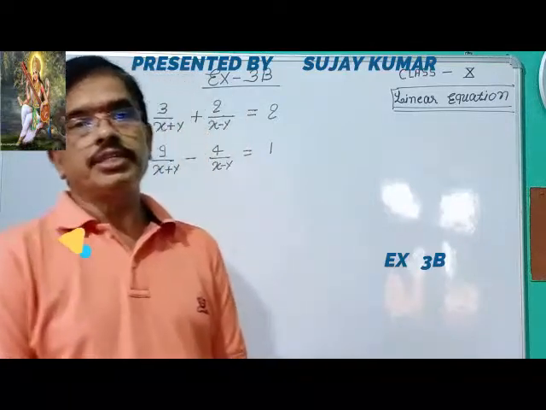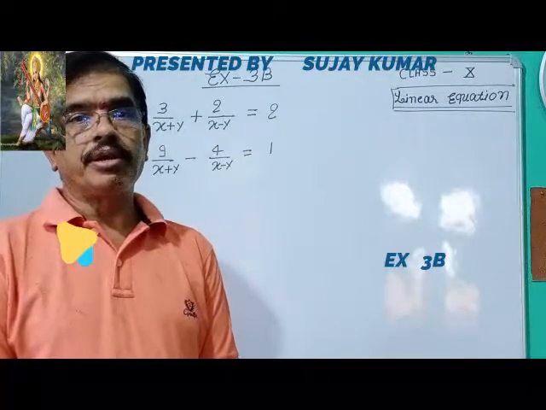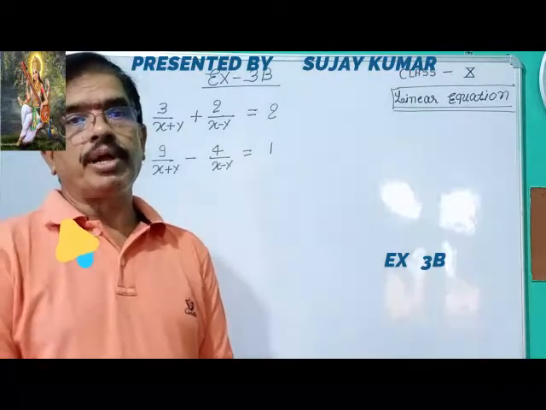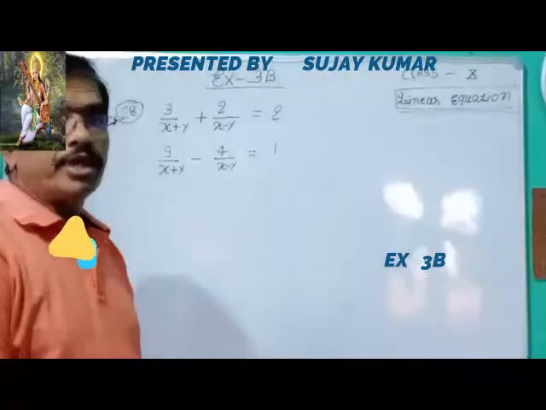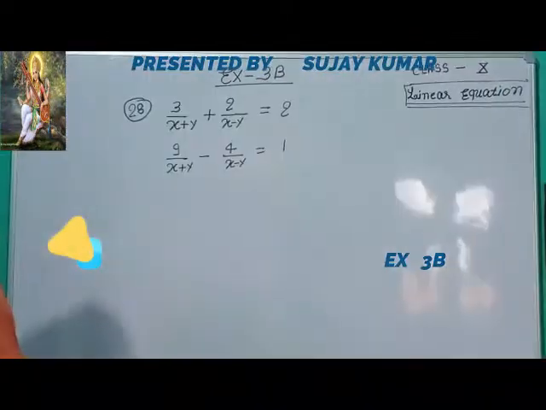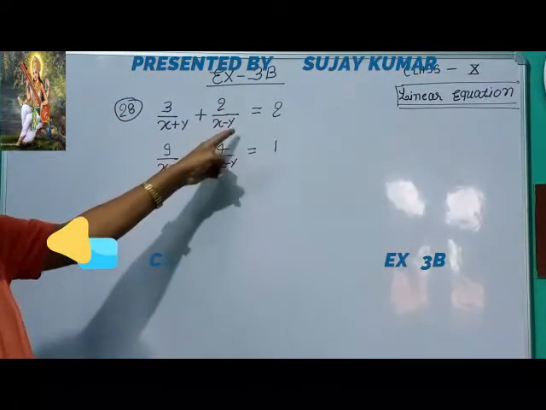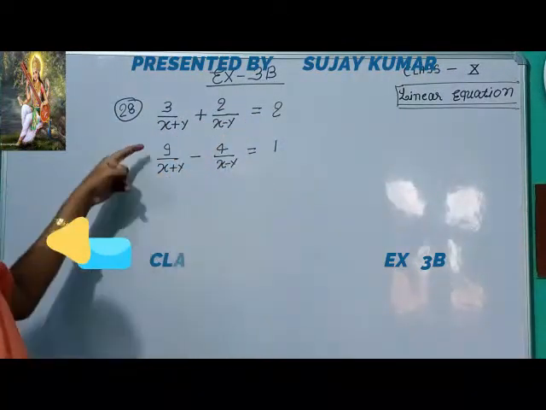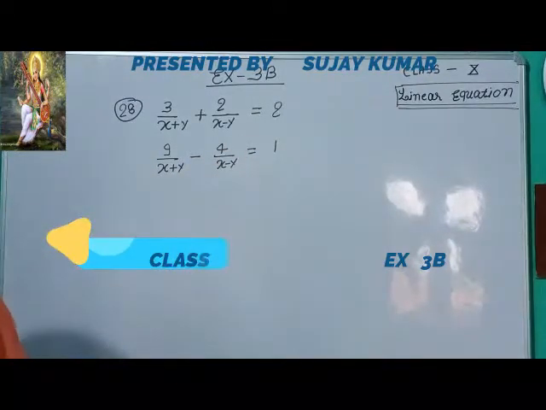Here today I discuss some other problems of exercise 3B by the method of elimination. You have to find the value of x and y from these equations. Now write today's question from 28. The question is: 3 by x plus y plus 2 by x minus y is equal to 2, and 9 by x plus y minus 4 by x minus y is equal to 1.